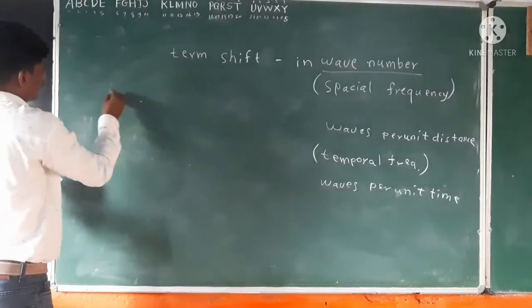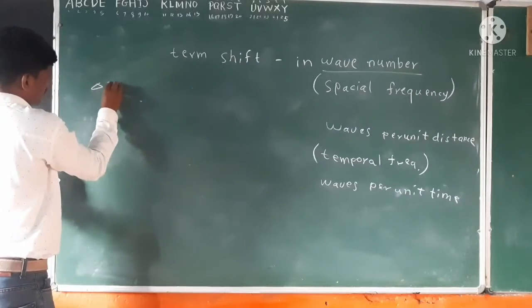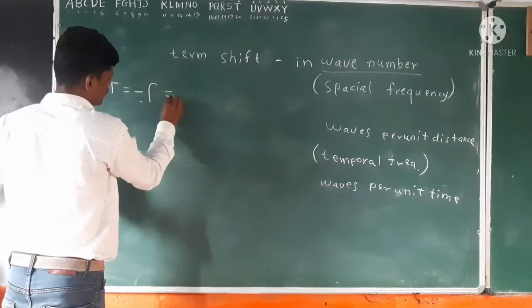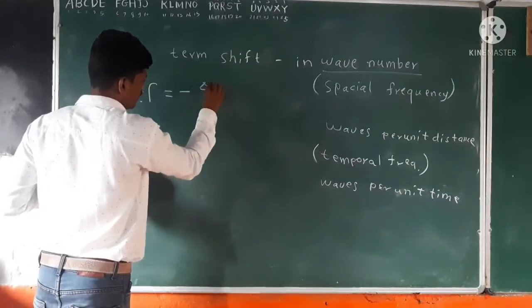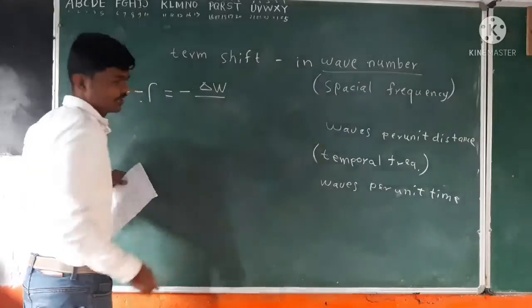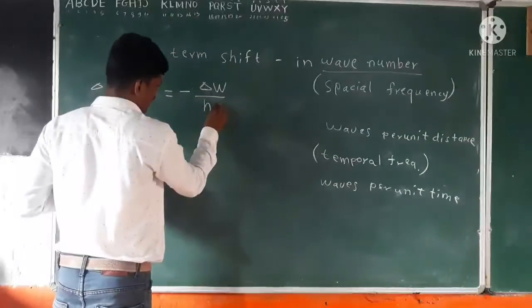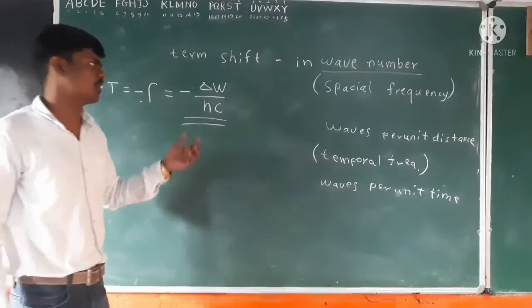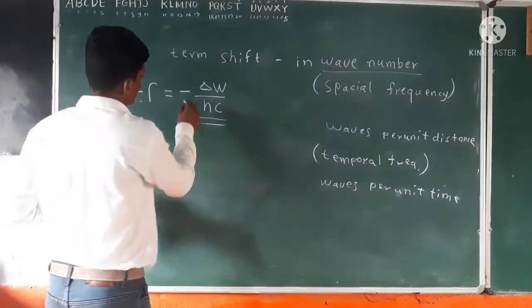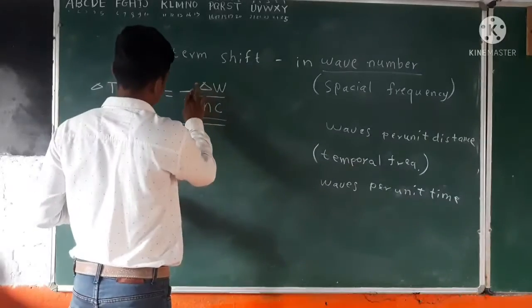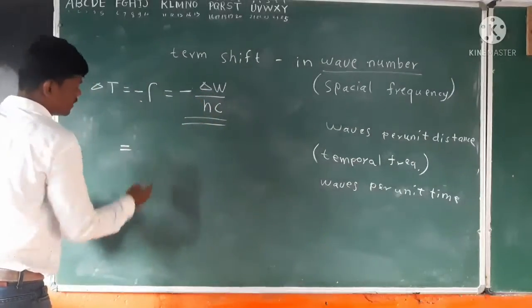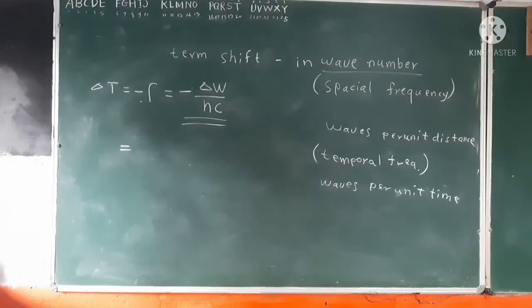Now our regular frequency, temporal frequency, is nothing but waves or vibrations or cycles per unit time. So we are representing the term shift, that is delta T or minus tau, which is equal to minus of delta capital W, that is our interaction energy, divided by hc. So this is term shift in terms of wave number. We just have to divide the interaction energy by hc and we will get the term shift in wave numbers.